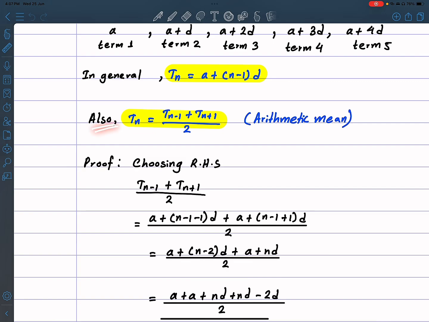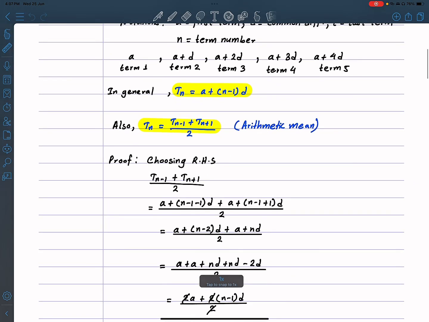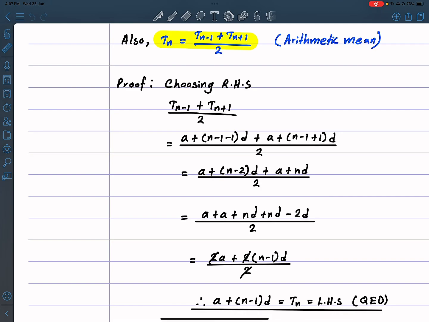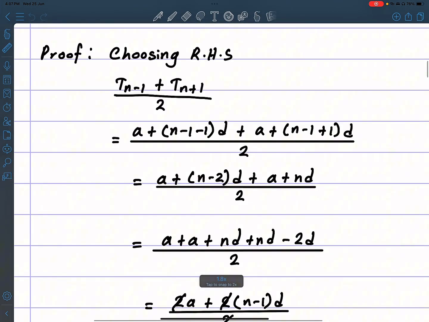It is also wise to know that the nth term of an arithmetic progression is the arithmetic mean of the previous term and the term next to it. So the proof of this is given here. So first we take t sub n minus 1 plus t sub n plus 1. We take the average. Then we write our generalized formula, a plus n minus 1 times d.